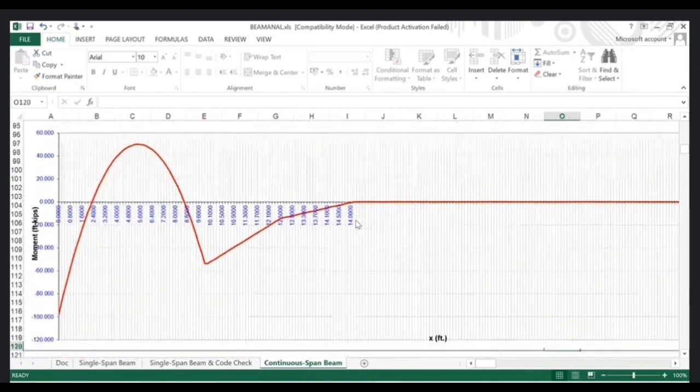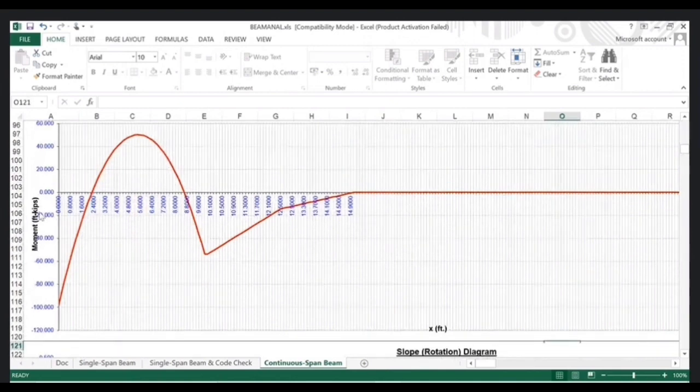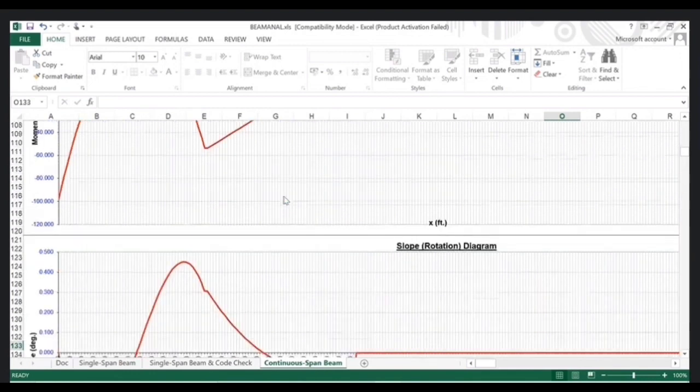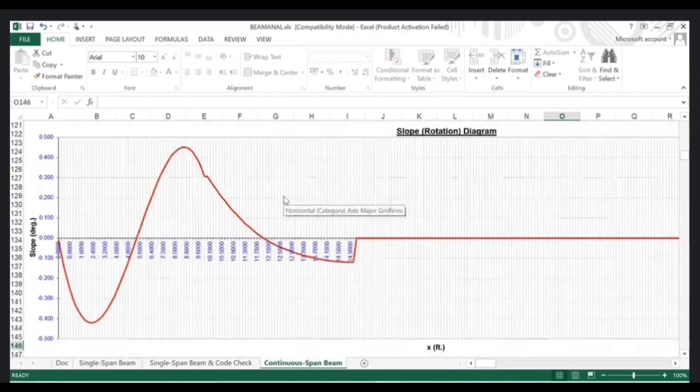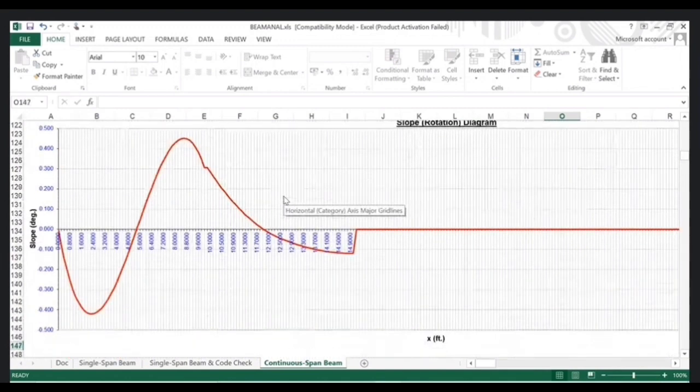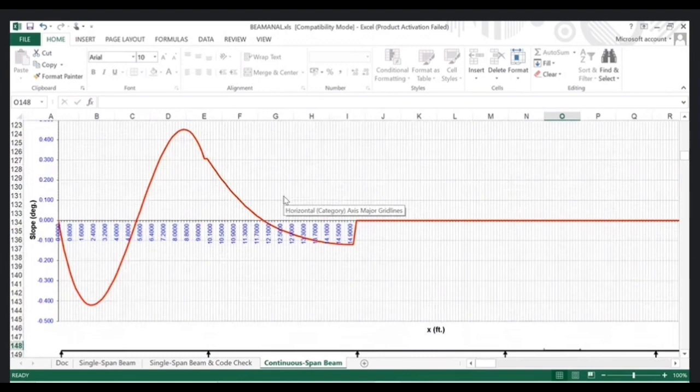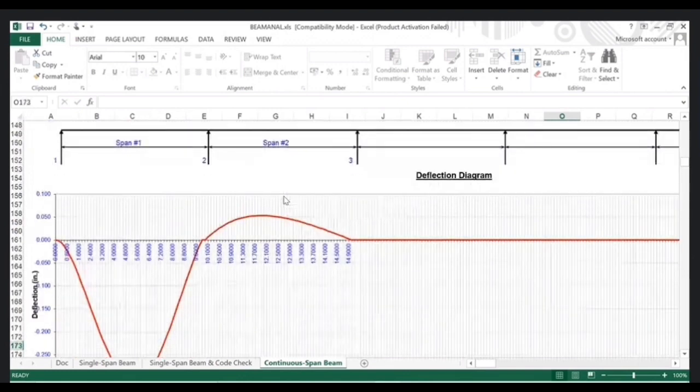You can see at point one it is the fixed end, so here the moment is negative. At the middle, there is the middle hinge, so here are the negative values. And at the end, there is a hinge support, so the moment value is 0. So this is our bending moment diagram profile due to the given loading on the continuous beam. Here is the slope diagram. You can see the slope is varying like this. Here is the deflection profile due to the given loading.